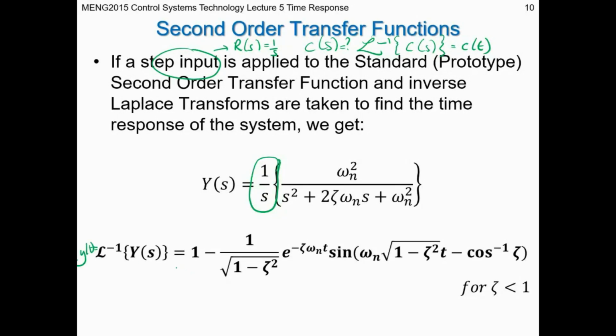So y(t) is the inverse Laplace transform of Y(s), and it's equal to this: 1 minus some coefficient, which is a function of zeta, times an exponential term, e to the minus zeta omega n t, times the sinusoid with oscillation at a frequency of omega n root 1 minus zeta squared, times t, minus a phase shift of cos inverse of zeta.